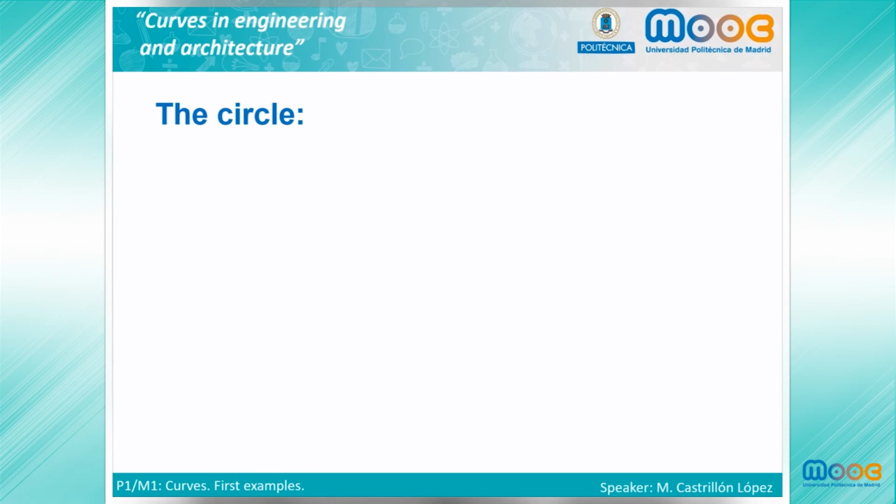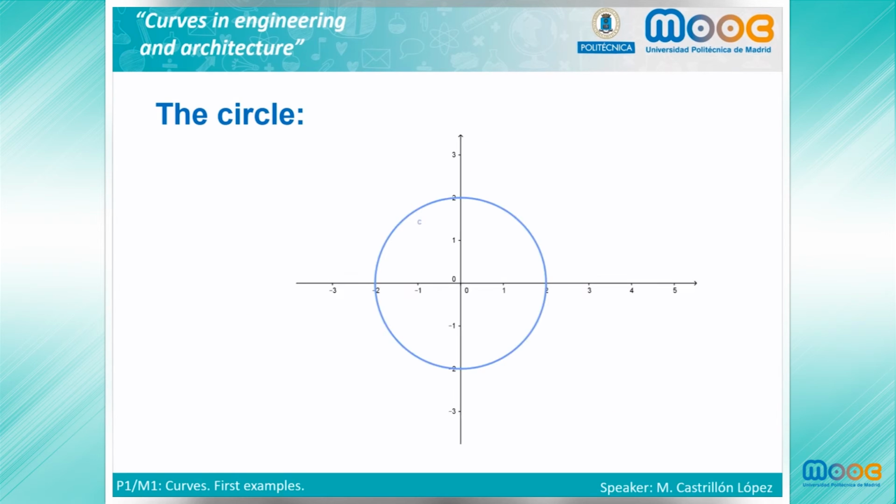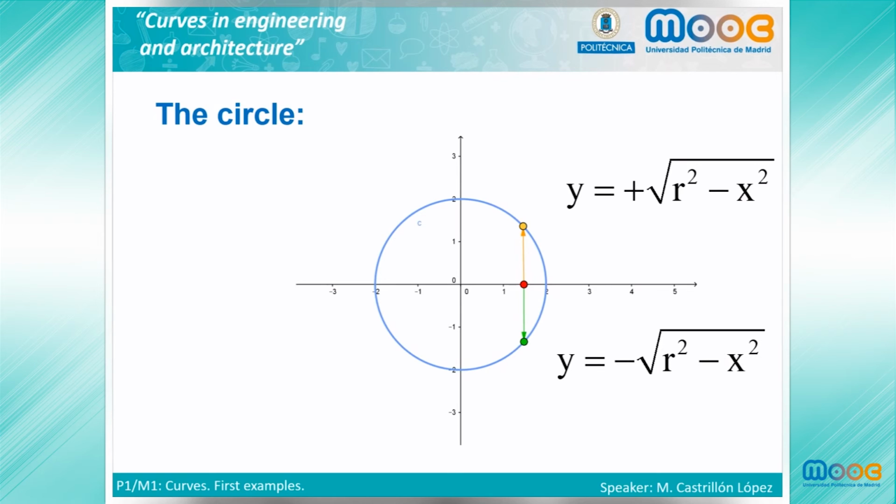This fact is clearly seen in the case of the circle. If we think of it as the graph of some function f, any value of x other than r or minus r would give two values of y. This is not the graph of a function, but the union of the graph of two different functions. And the same would happen if we consider x as a function of y.